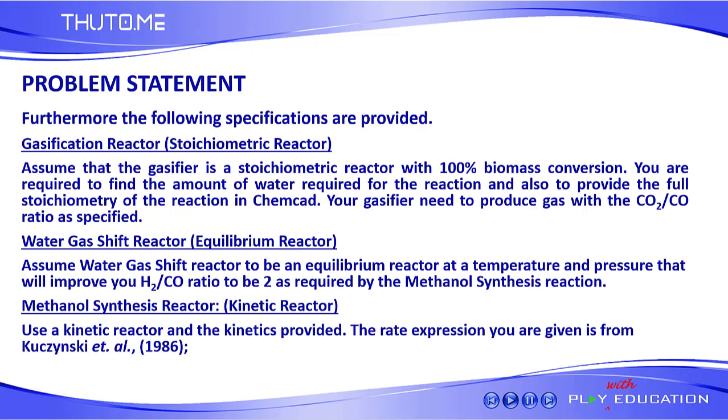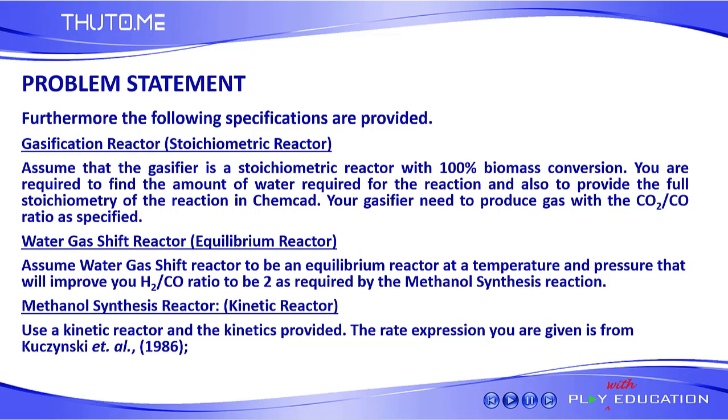Furthermore, the following are specified for reactors. We are told to assume that the gasifier is a stoichiometric reactor with 100% biomass conversion. We are also required to find the amount of water required for the reaction and also to provide the full stoichiometry of the reaction in Chemcad. The gasifier will need to produce the gas with the given CO2 to CO ratio as specified.